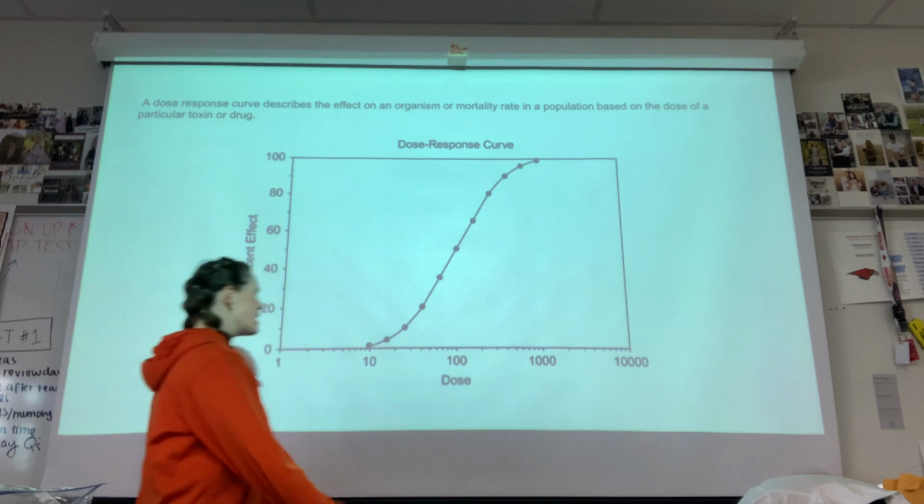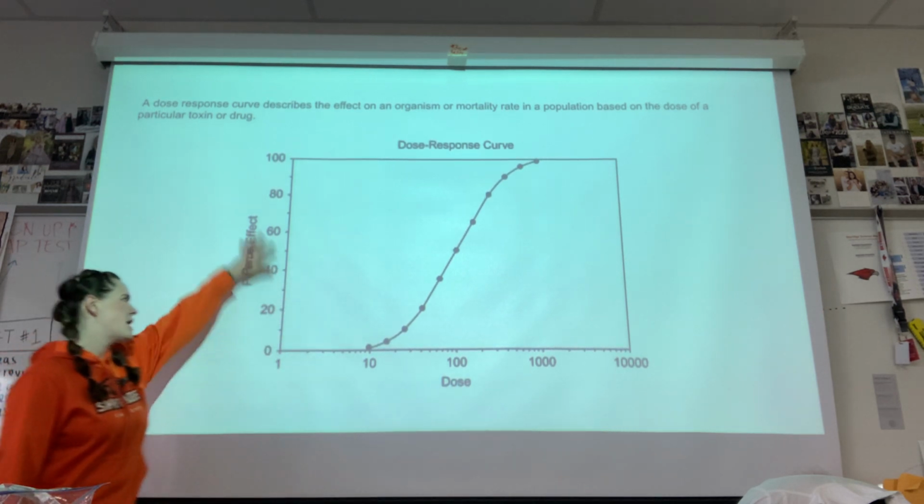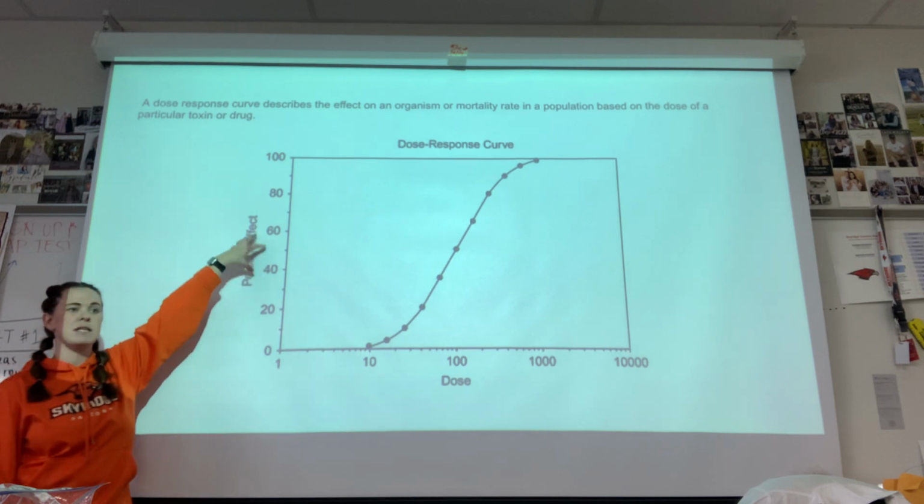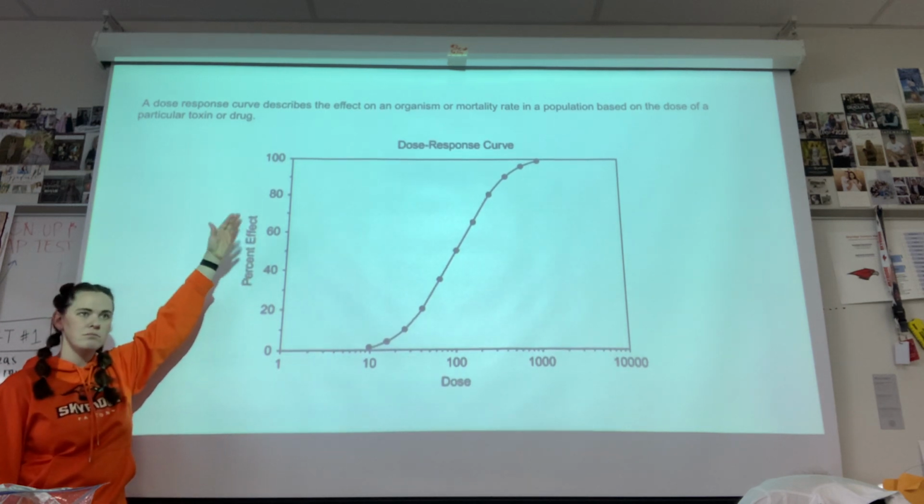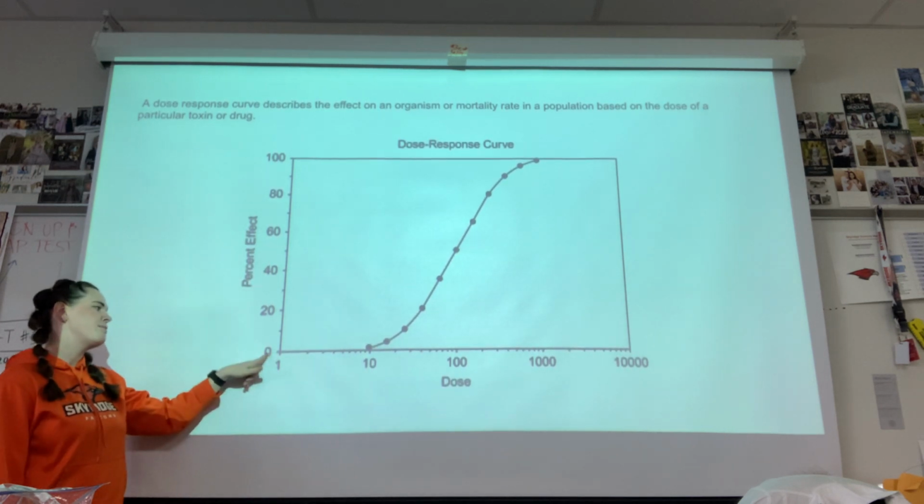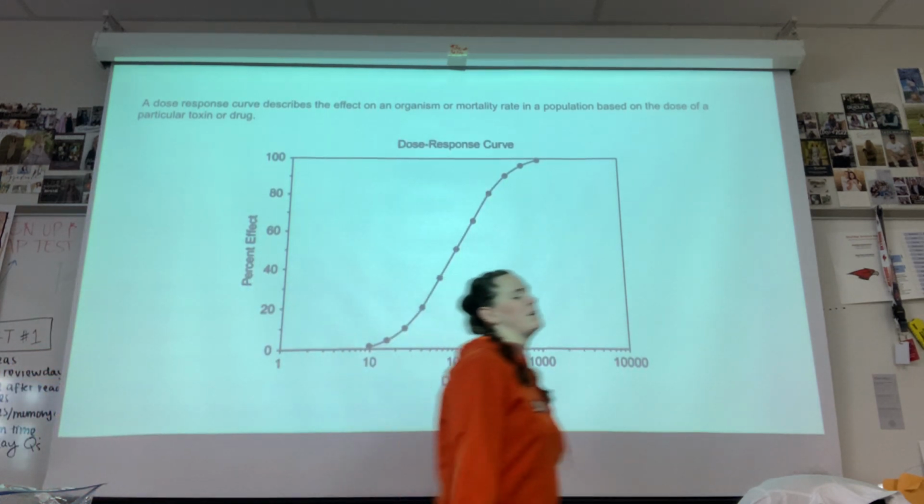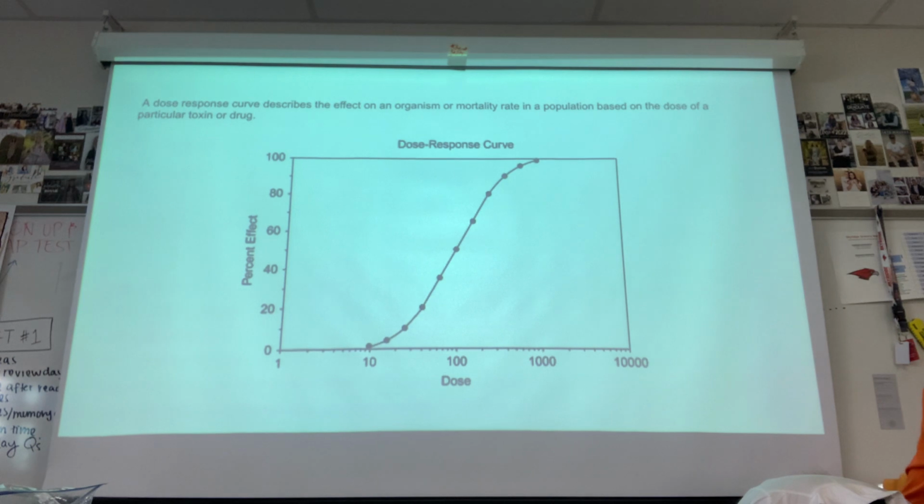So that's how you read the graph. Percent population on the side, just like we did our graph last time. So the percent of the population that's affected. 0% of the population up to 10 is fine, but as soon as you get to 100, 50% of the population dies. So that's LD50, kind of morbid.